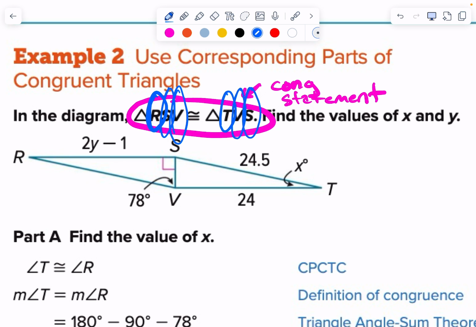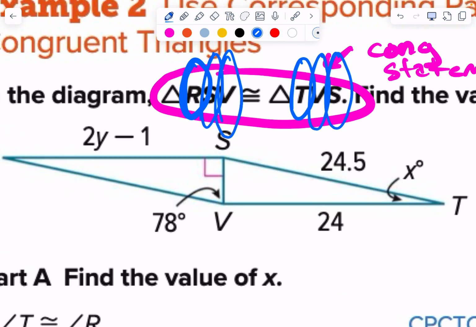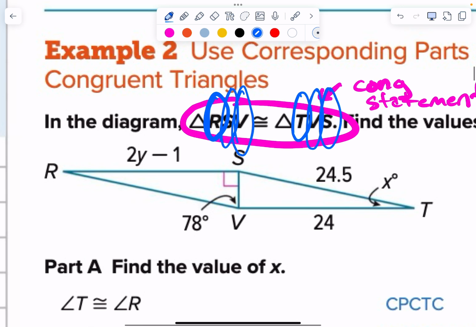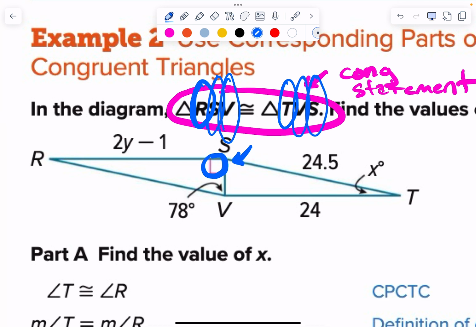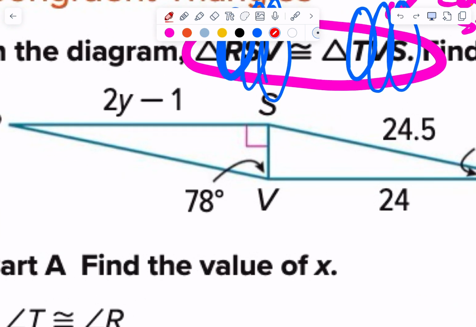So look at the triangle. If I'm looking over here at RSV, they're saying this angle S is not the same as this angle S. This angle S is the same as this angle V, right? And this angle V is the same as this angle S. Do you see that? Okay, so that's why they put it in that order. Got it? Be careful.